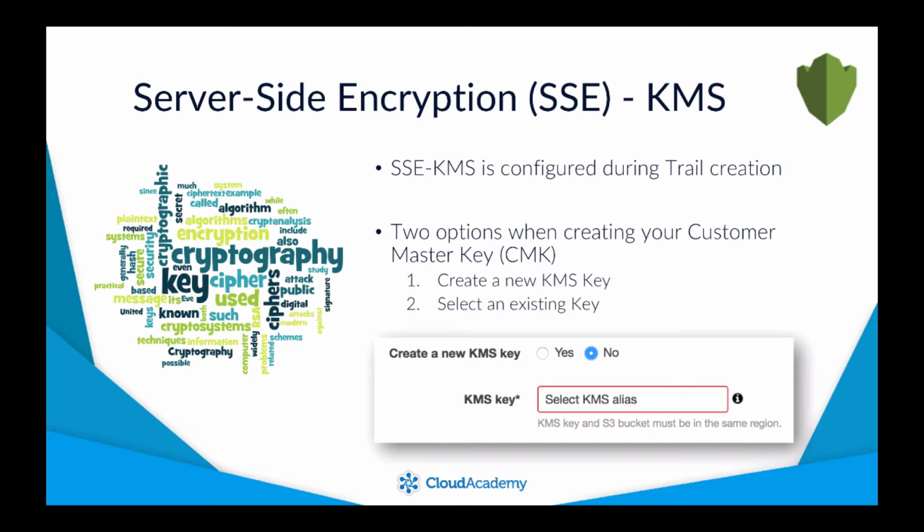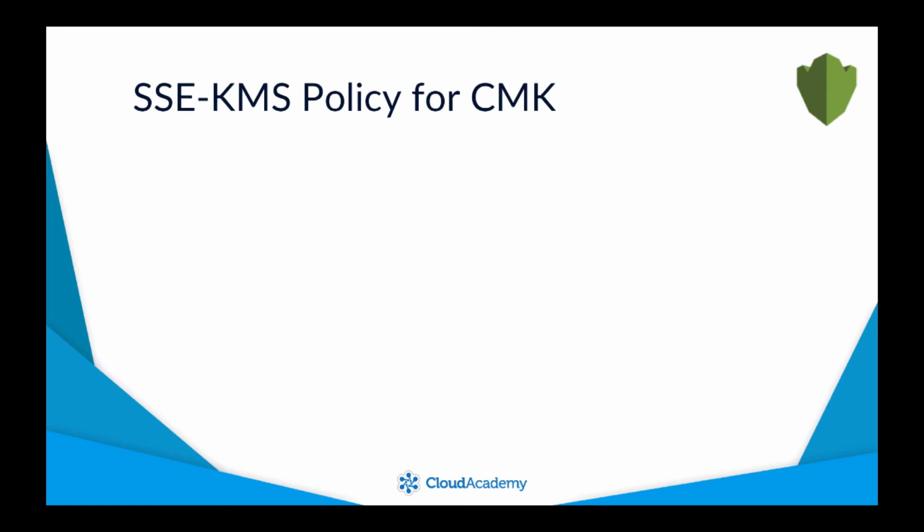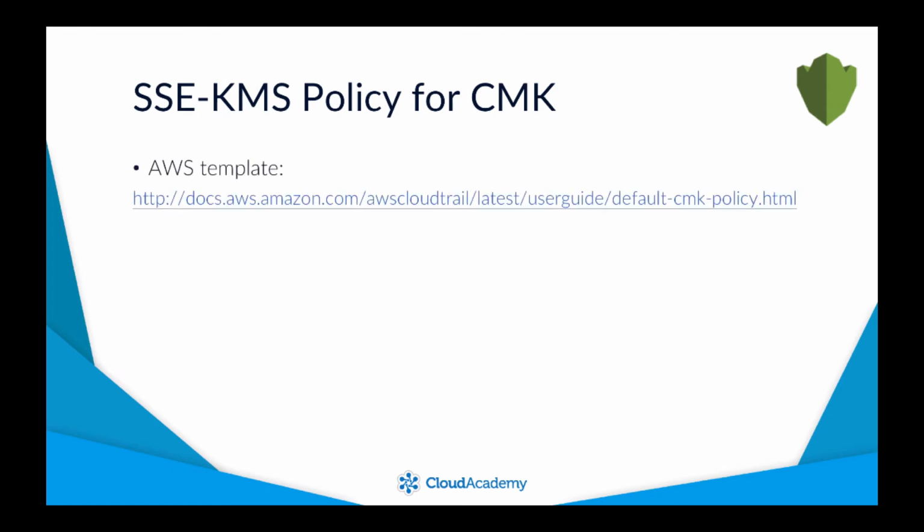Before moving on from this point, it's important to note that if you are using an existing KMS key, the key and S3 bucket must be in the same region. Thankfully, in case you forget, you are reminded of this during the configuration process. Again, to save you writing your own policy for your own chosen key, you can visit this link. This will allow you to copy the default policy that is applied to a newly created CMK in the first option. Again, you simply need to replace the areas as indicated in the example.